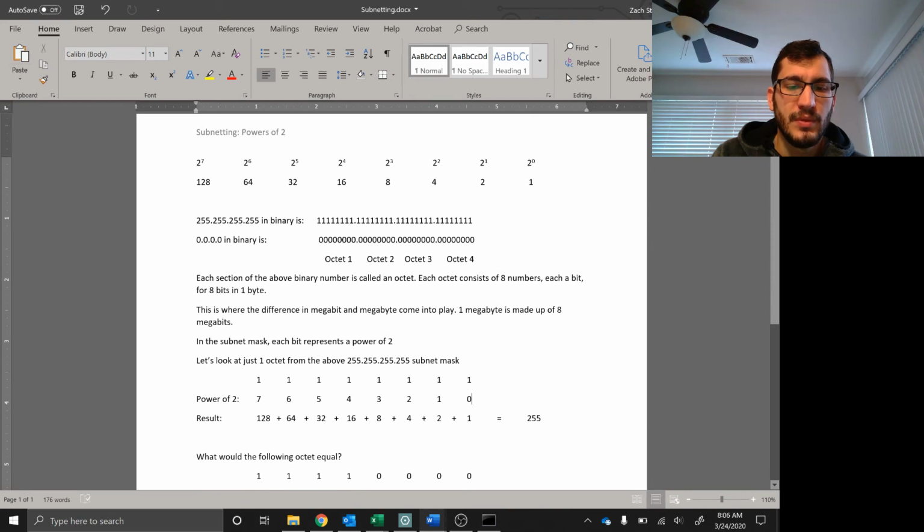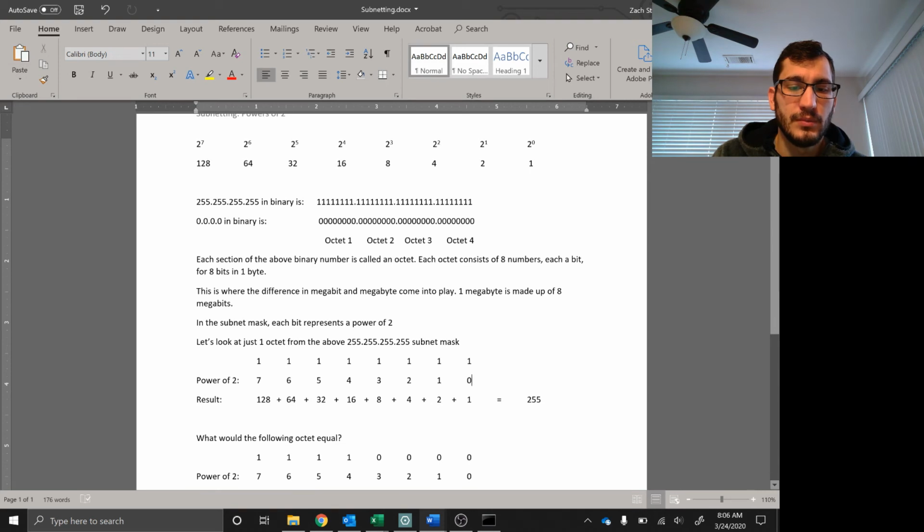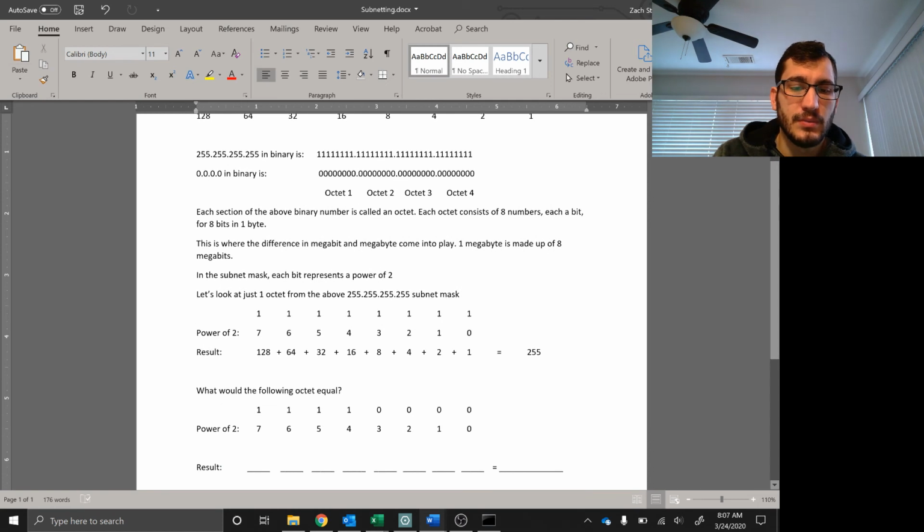So what would the following octet equal? Well, again, we have 1, 1, 1, 1, 0, 0, 0, 0. So that would mean we would write here 128. Then 2 to the power of 6 is 64. 2 to the power of 5 is 32. 2 to the power of 4 is 16.